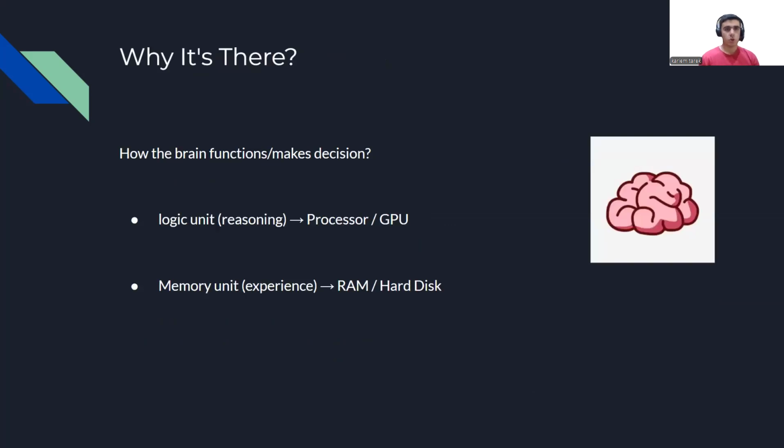Why is it there? It all starts with how the brain functions. We perceive our brain to be functioning as if it has a logic unit and a memory unit because of the way we perceive our brain to be making decisions by reasoning and experience. The computer mimics this by implementing a processor responsible for arithmetic and logic operations and a hard disk or RAM to store the relevant data.